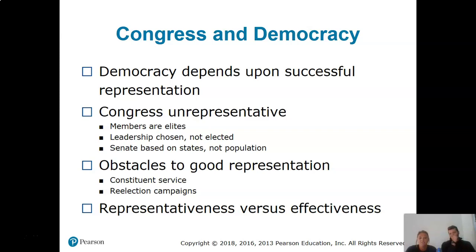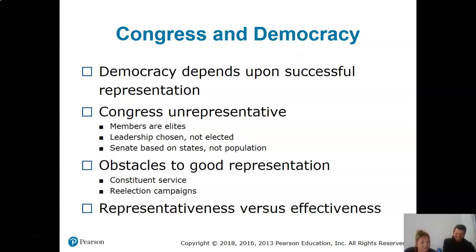All right, so Congress and democracy. Democracy depends upon successful representation. We cannot continue as a functioning democracy if we do not have successful representation. We vote for people to represent our interests, our wants, our needs. So in order for democracy to keep functioning, we have to vote for people who are going to get that job done, essentially.